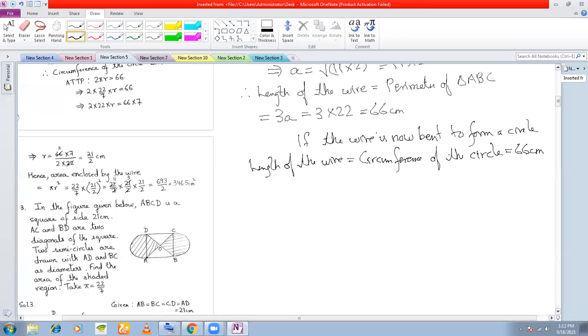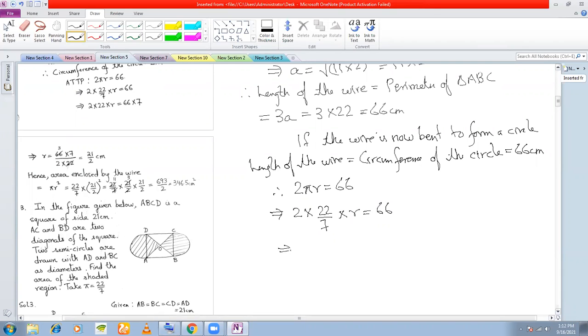Can we find out the radius of the circle? Yes. Therefore, 2 pi r must be equal to 66 centimeter. Problem number 1 that I did, if you remember, if you know the circumference of the circle, you can find out the area of the circle. But before finding out the area, you need to know the radius. So with the help of the circumference, we'll find out the radius. Put the value of pi as 22 by 7, because nothing is given. You can take pi as 22 by 7.